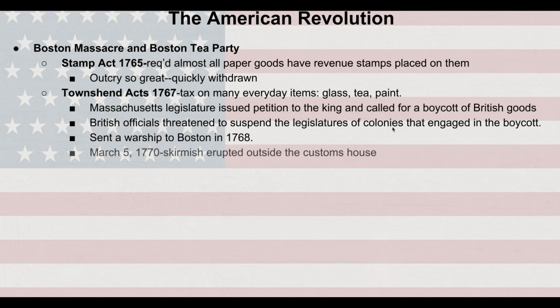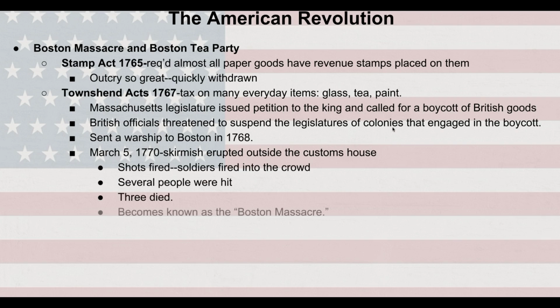Well, on March 5th, 1770, this skirmish continues to build, and there's going to be an eruption of very hot heads that occurs outside the Massachusetts or the Boston Customs House. And so there's going to be some shots fired. Soldiers fired into a crowd of people that had amassed. Several people are going to be hit. 3 people are going to die. And this is going to become known as that famous Boston Massacre. It's going to be sort of that first shot that is heard around the world that really touches off the American Revolution.